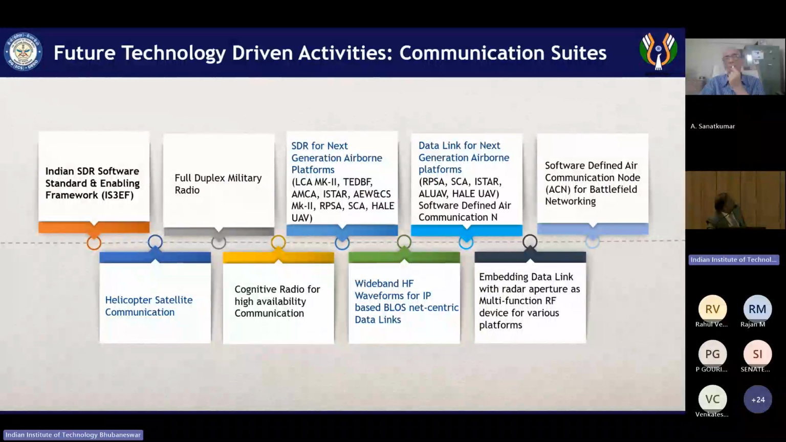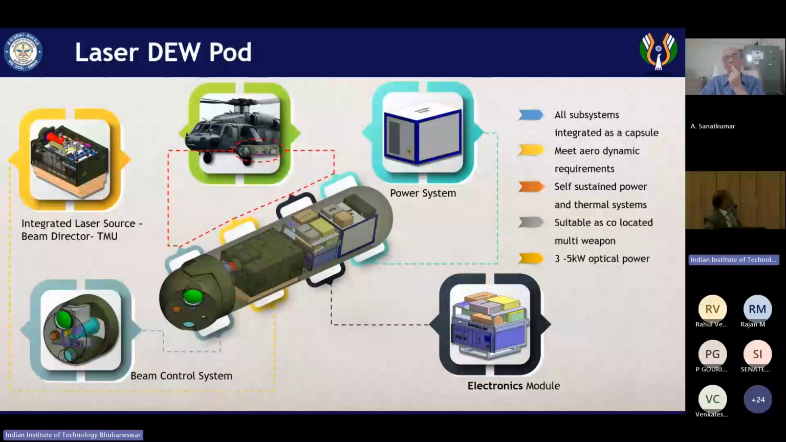Similarly, for communications, there is a huge, huge challenge ahead with all classes of data links. It's network-centric warfare which is going to happen in the future. You will have your aircrafts in the sky, your radars on the ground, your missiles in the sky, your ELINT system in space. All of them should be able to talk to each other, and the entire data should come down to the control center for processing. So communication is the nerve center for all that.